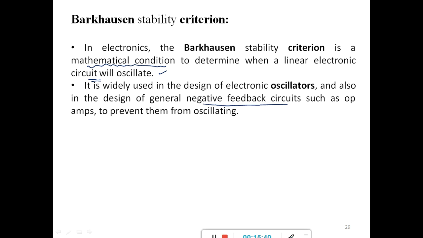Okay, very interesting. I just mentioned that almost all the oscillators are based on positive feedback. Yes, oscillators use Barkhausen's stability criteria. However, this particular stability criteria is also used in the design of negative feedback circuits, where it is important to prevent them from oscillating. Okay, so please understand, negative feedback amplifiers are not supposed to oscillate. If they oscillate, then their core use gets failed. Okay, oscillations must happen only in positive feedback based amplifiers.